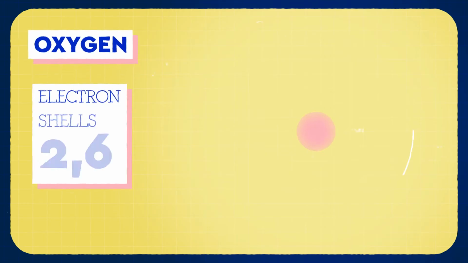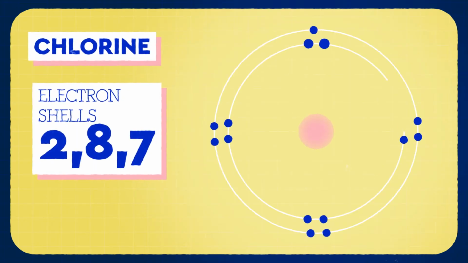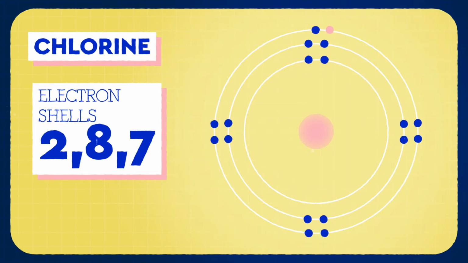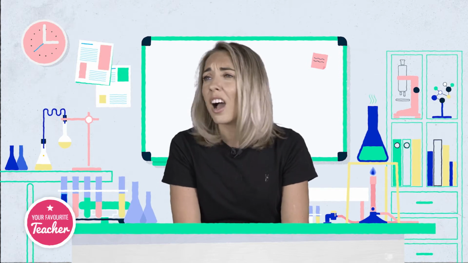Oxygen is in group 6 and has 6 electrons in its outer shell. It needs 2 to fill its outer shell, and so it shares 2 electrons to make 2 covalent bonds. Chlorine is in group 7 and has 7 electrons in its outer shell. It just needs 1 more, so it shares 1 electron with another non-metal to form 1 covalent bond. Are we noticing the pattern?